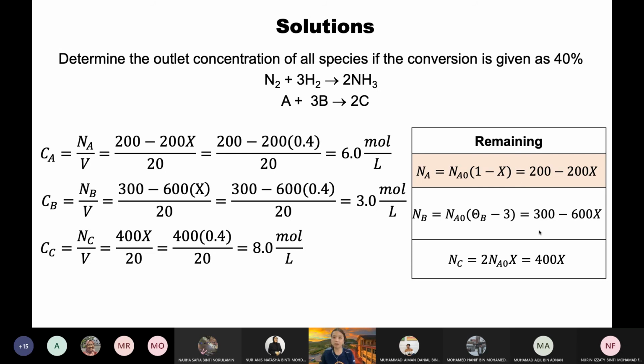So then you take from the table, NB is equal to 300 minus 600X. Replace the X with 0.4, replace the volume 20 liter, you get the concentration 3 mole per liter. Maksudnya, kepekatan A selepas tindak balas is 6 mole per liter. Kepekatan B selepas tindak balas was 3 mole per liter. And lastly, for your ammonia, again take from the table, the remaining moles of C is 400X. You replace X with 0.4, you replace your volume with 20, you get the concentration of your ammonia as 8 mole per liter. So I think that's all for today.